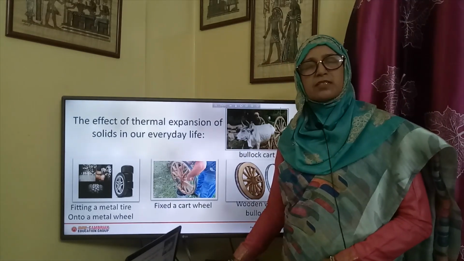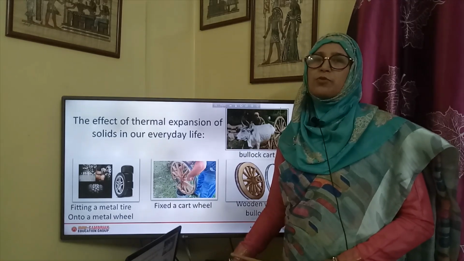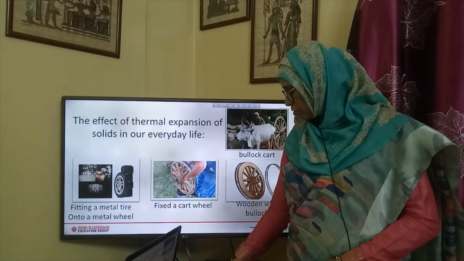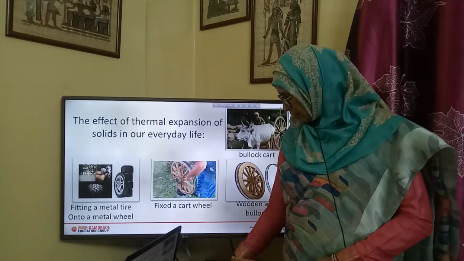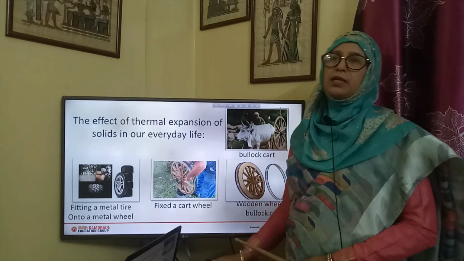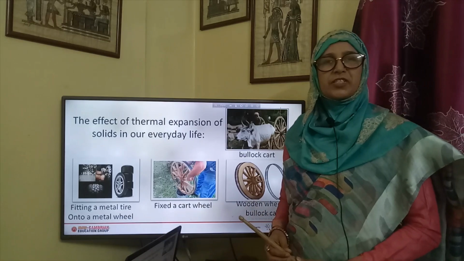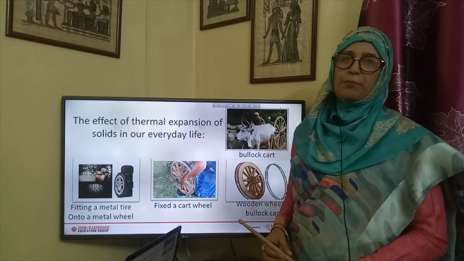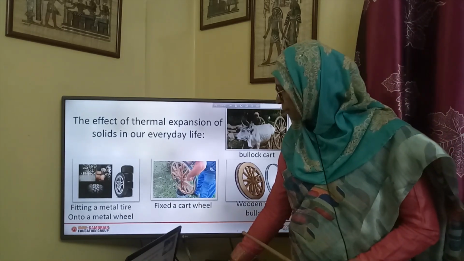This expansion is so minor that we cannot see it from a distance, we cannot understand it easily. But normally solid substances expand greatly due to the application of heat.